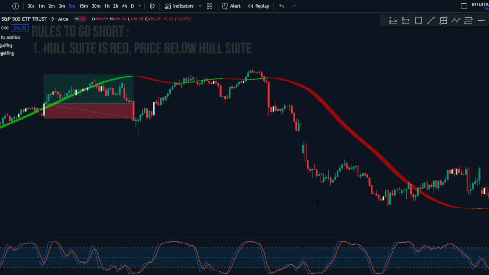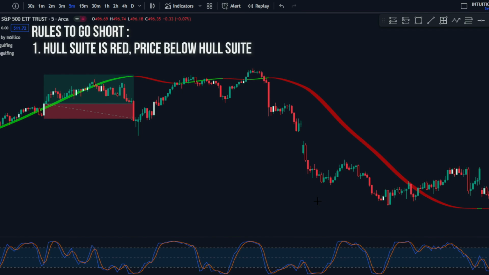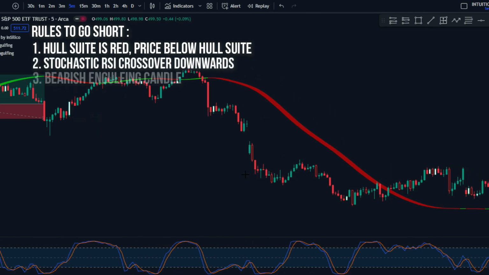So short trades, same thing, you want to follow the opposite trend. We want to wait for a trend to break into the downwards direction and a very strong break. Wait for price to be below the house sweep and the house sweep to be red in color. Wait for a crossover of the blue line below the orange line, as well as a bearish engulfing. So right here you can see that we have the crossover here.